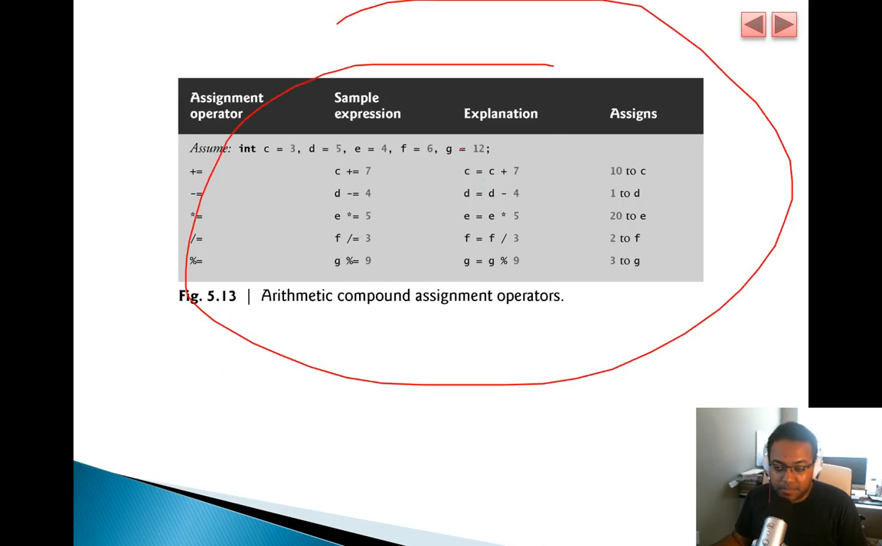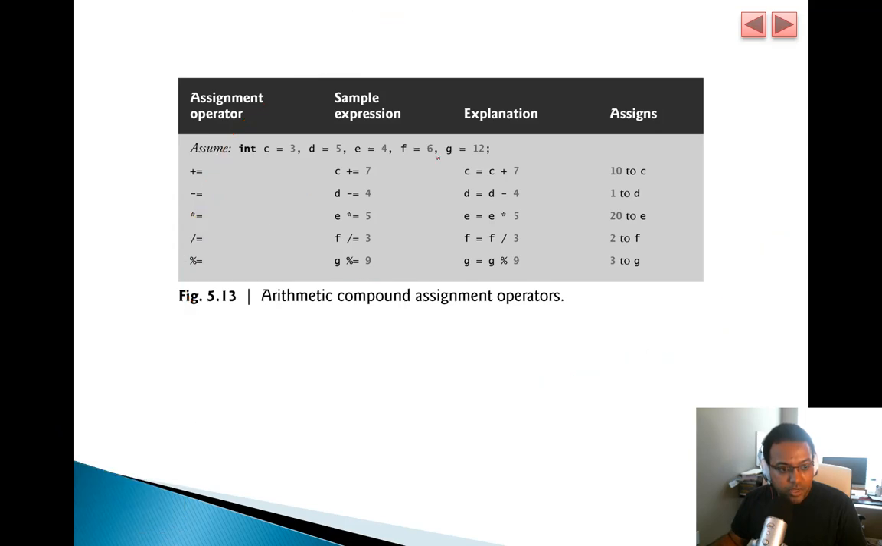Save this slide or look it up on Google, but as I've stated, these all include the modulus. I didn't even realize that modulus could do it as well, but modulus is also a thing. And modulus will give you the remainder. So in this case, assume g equals 12. Then g %= 9 gives the remainder of 12 divided by 9, which is 3. But these are all the compound assignment operators, and they're worth remembering for sure.